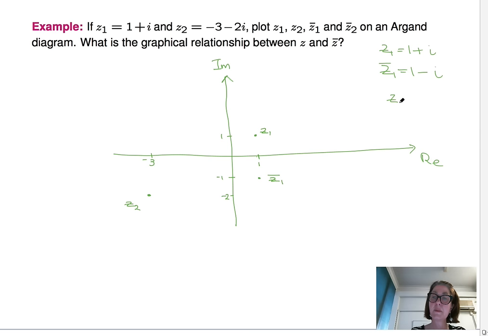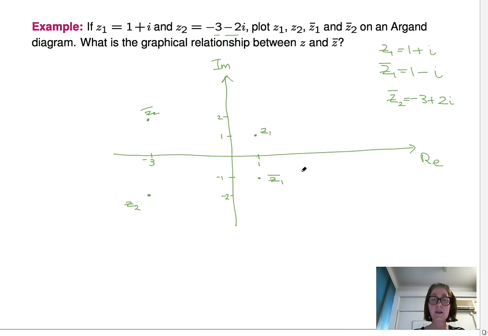Let's see what happens to Z2. Z2 bar is going to be minus 3 plus 2i. So the real part stays the same, and I change the sign on the imaginary part. So if I go across and plot Z2, here's minus 3, so that stays the same, but now I've got plus 2i, so I'm up here somewhere. So this is going to be Z2 bar.